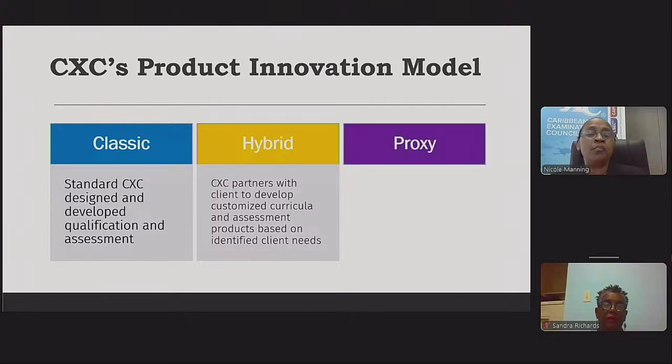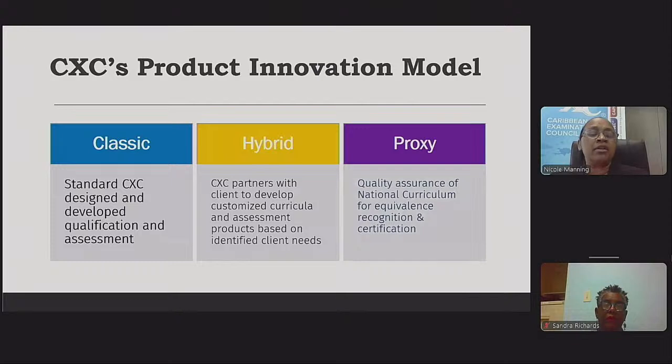The hybrid component looks at when CXC partners with clients to develop a customized qualification and assessment to ensure that we are continuously relevant. And of course, last but not least, to ensure that the national curriculum, as the case may be, ensures equivalence and recognition and certification of individuals.